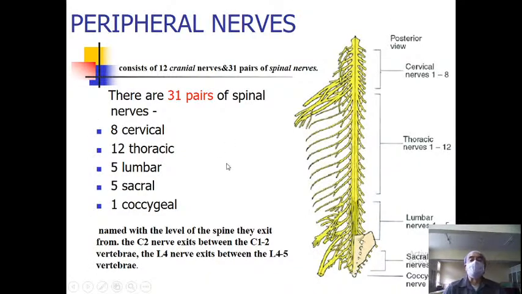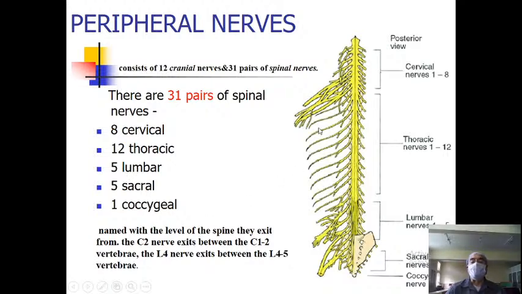Coming to the peripheral nerves, they consist of 12 cranial nerves and 31 pairs of spinal nerves. All of you know these 12 cranial nerves. I need not tell you about those things now. And these spinal nerves are 31 pairs, one on each side, right and left. And they are divided into cervical, thoracic, lumbar, sacral and coccygeal, depending upon the place at which they are emerging. Cervical indicates they are coming out from the cervical spine. Thoracic in the dorsal spine, likewise.